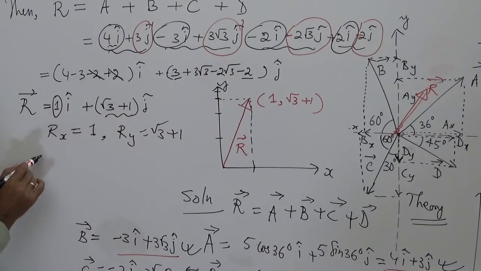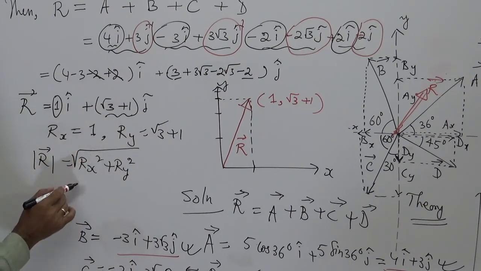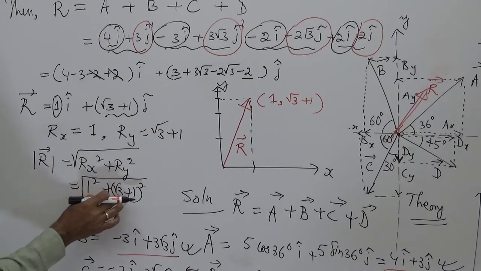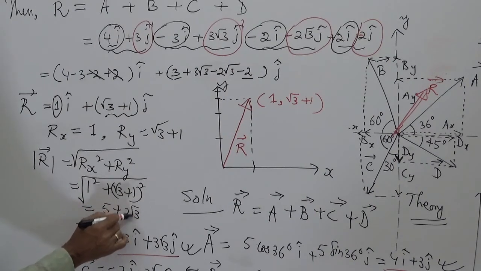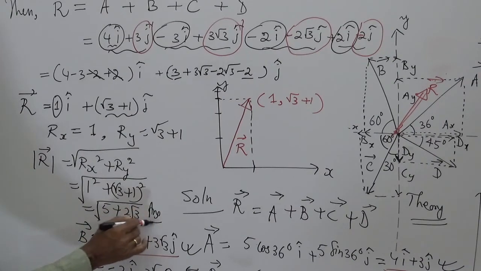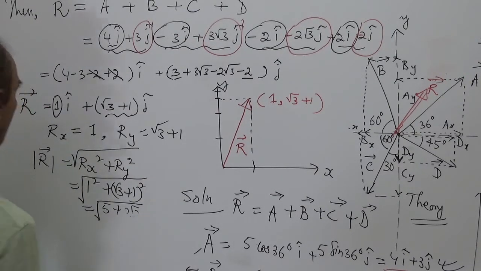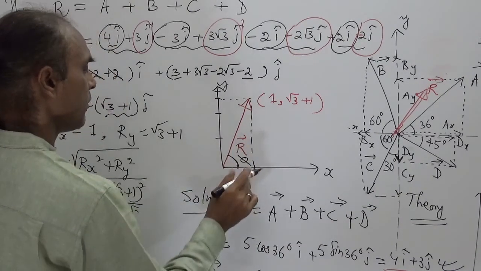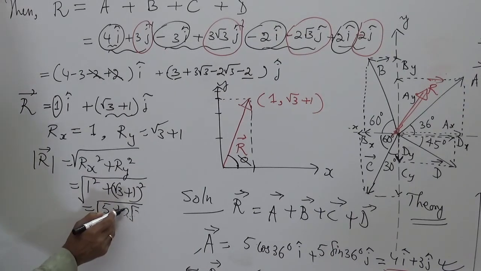And that's the magnitude we can calculate. R is equal to the square root of Rx square plus Ry square, and this is equal to the square root of 1 square plus root 3 plus 1 square. This is equal to the square root of 3 plus 1, 4 plus 1, 5 plus 2 root 3. This is the magnitude of the resultant, and its direction can also be calculated. Let it make an angle phi with respect to the positive x direction. So we have to find its direction also.